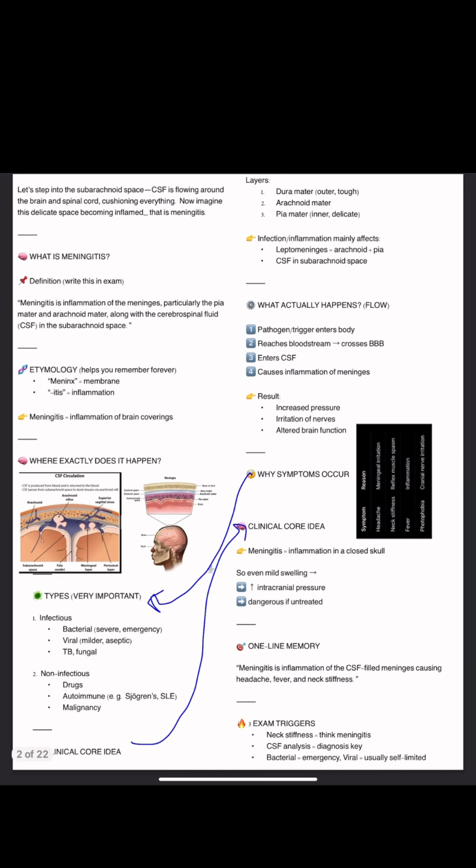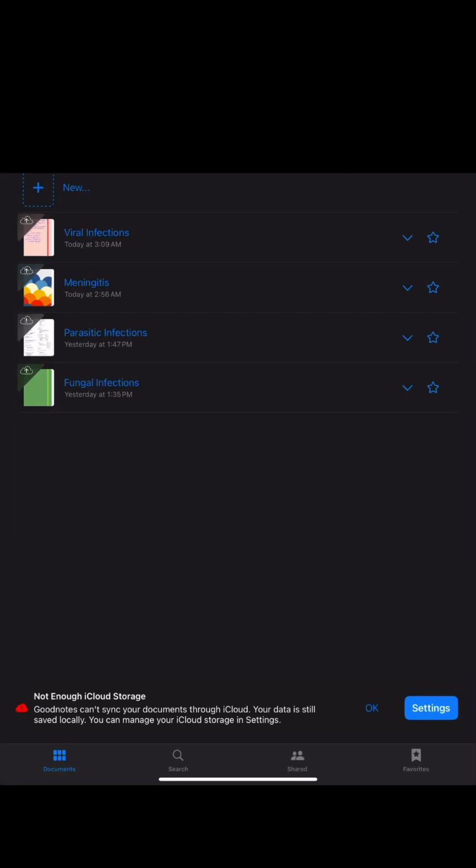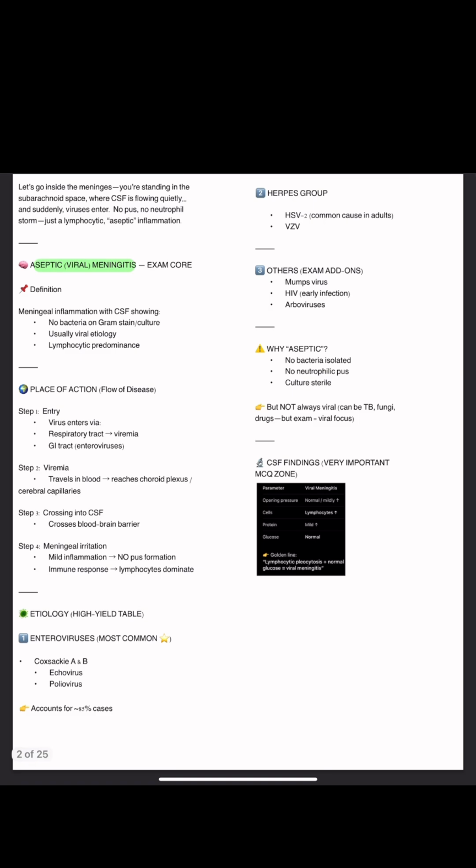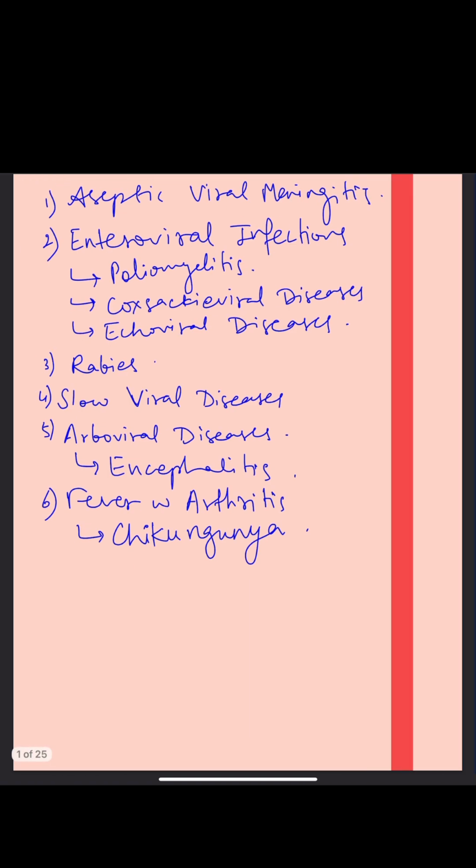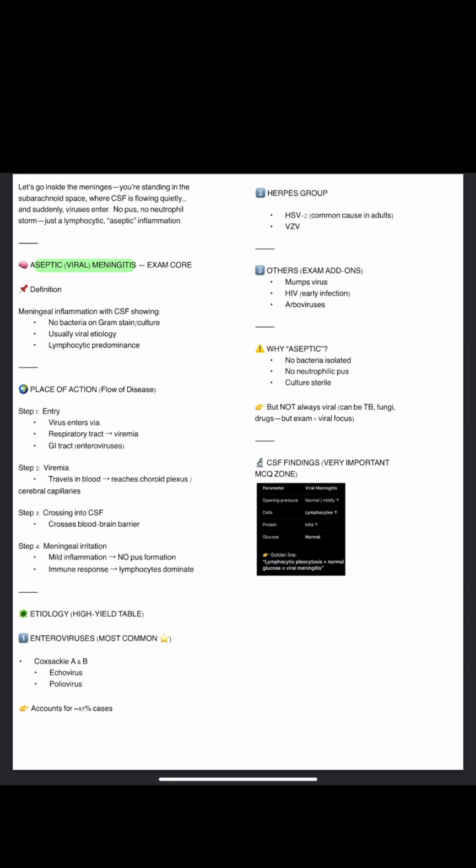Now we have to see the viral. Let's wait and then start with viral. Now let's see what viral CNS infections are. First of all, we have to see aseptic viral meningitis. There is no bacterium on gram stain or culture. That's why it's called aseptic. There's no bacterial infection. Usually it's viral etiology, the causative organism is a virus.